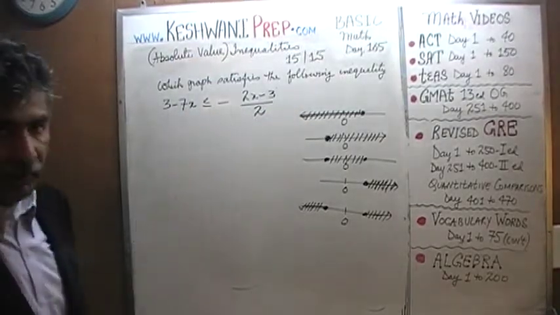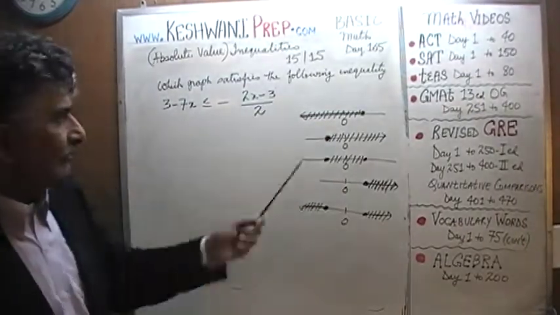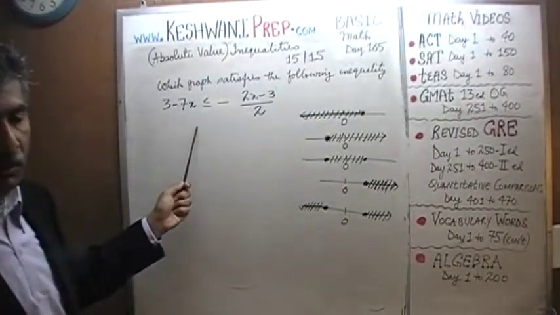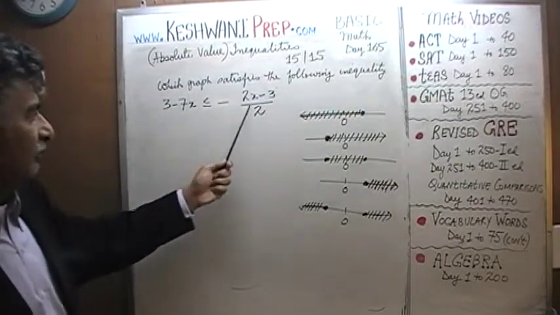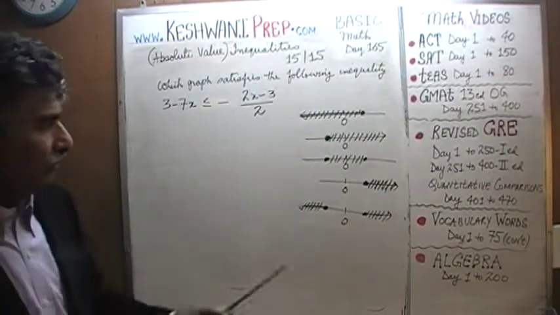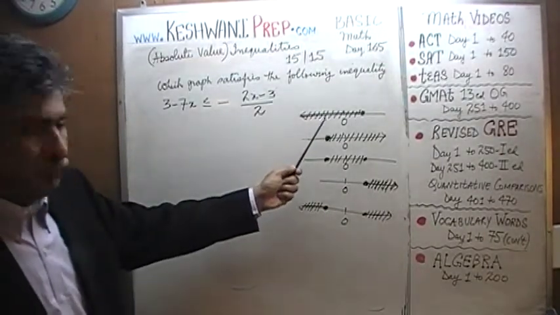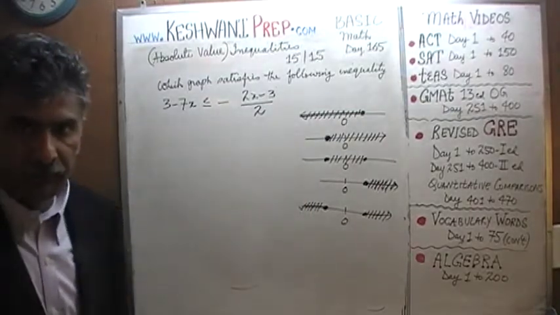The problem is already on the blackboard. It says, which graph satisfies the following inequality? As you can see, it is a plain old inequality. It doesn't have an absolute value in it. It's not an absolute value inequality, it's just a regular inequality. Here are the five answer choices. Our job is to figure out which of these five graphs satisfies the given inequality.